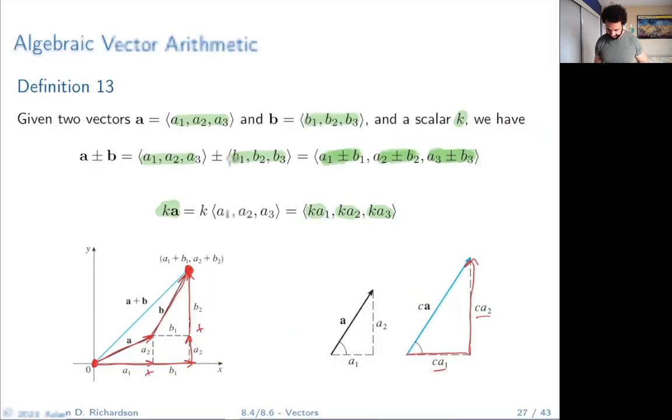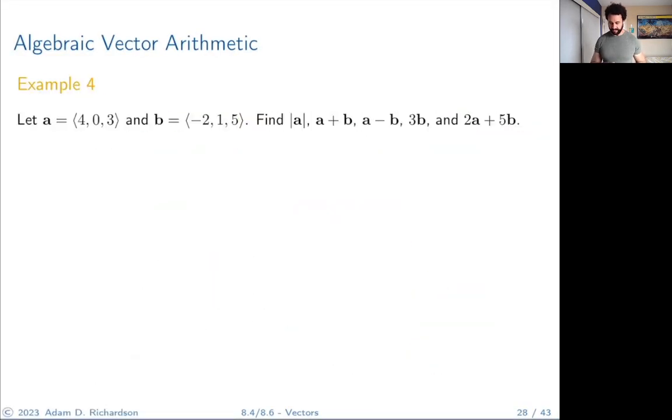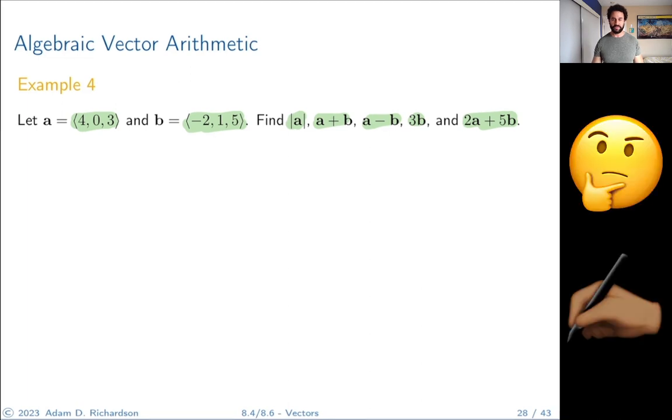Very intuitive. It's nice. Okay, let's do some examples here. These ones I want you to try on your own. Take a few minutes to try to do all of these, and then we'll look through the work together. Let's start with this vector A, which is 4, 0, 3, and this vector B, which is negative 2, 1, 5. Now, what I want you to try on your own is see if you can find the magnitude of A, the vector sum, the vector difference, the vector 3B, and then try to combine a bunch of stuff. Do 2A plus 5B. So try it on your own, and then we'll do it together.